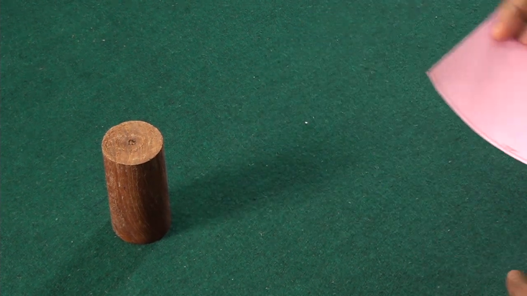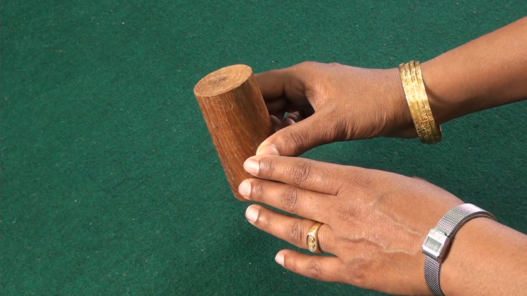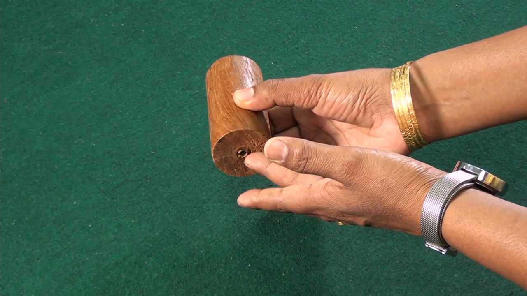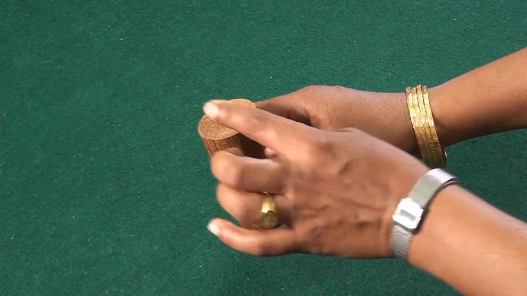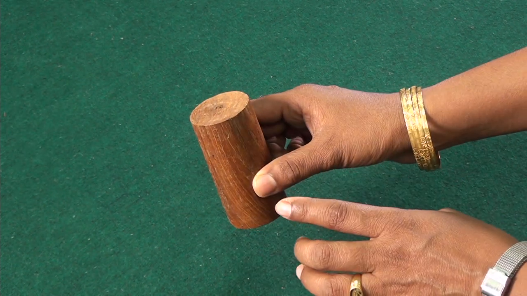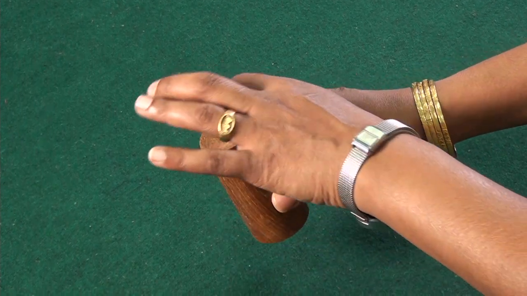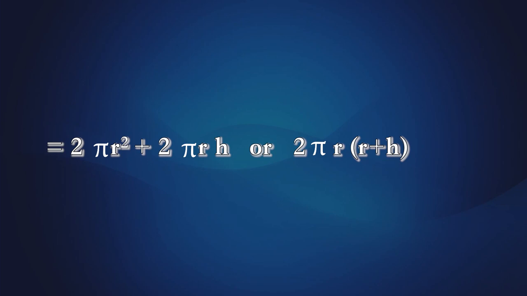that is equal to 2 pi r h. Now, the total surface area of the cylinder is equal to area of base plus lateral surface area plus area of the top, which is equal to pi r square plus 2 pi r h plus pi r square, that is equal to 2 pi r square plus 2 pi r h, or 2 pi r into r plus h.